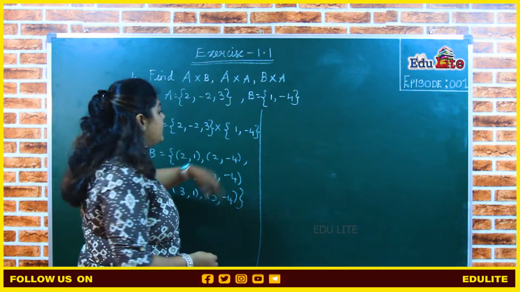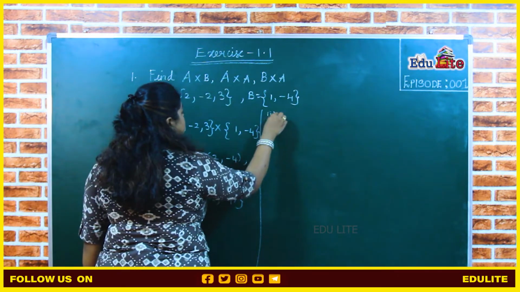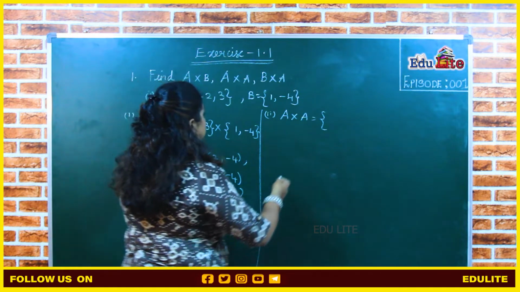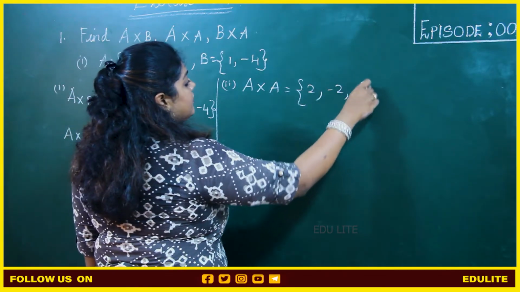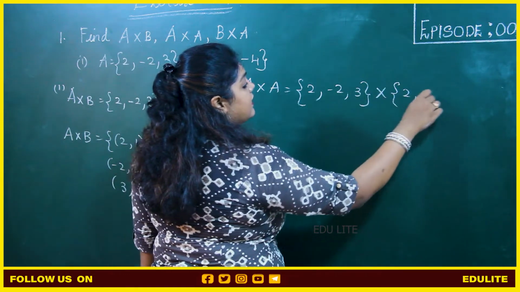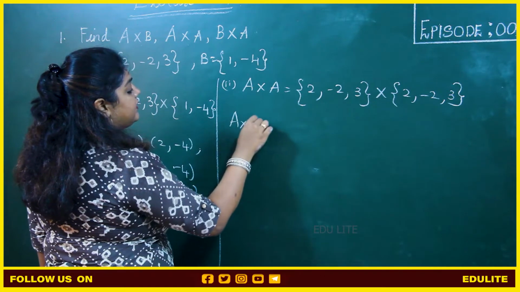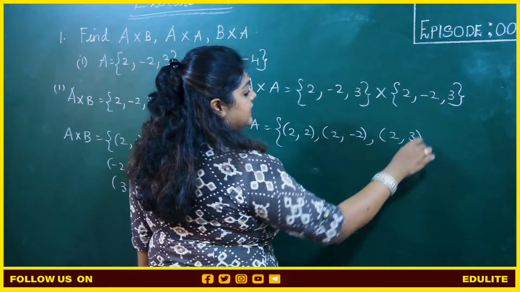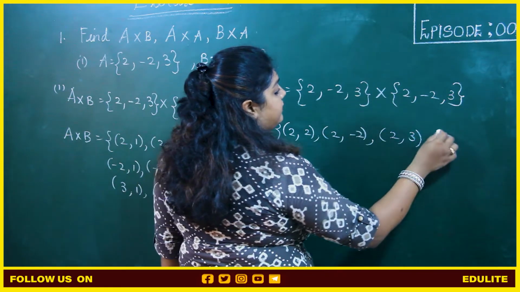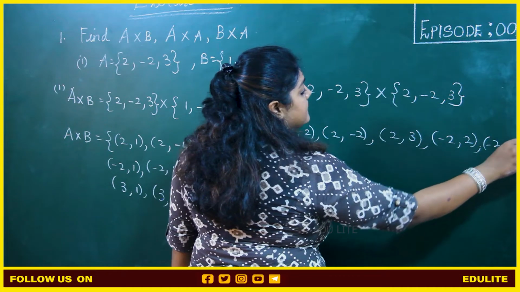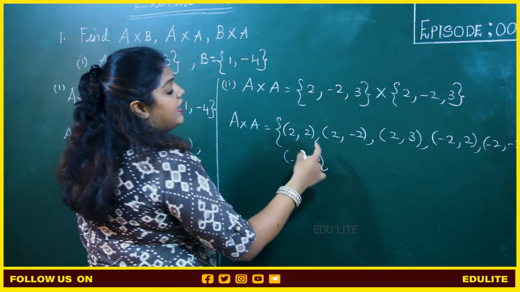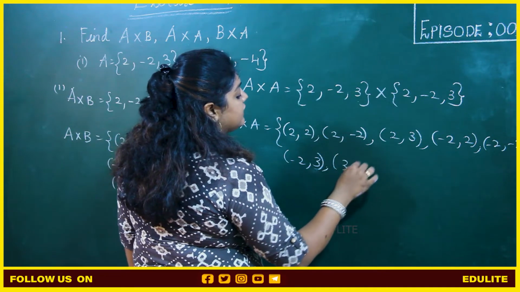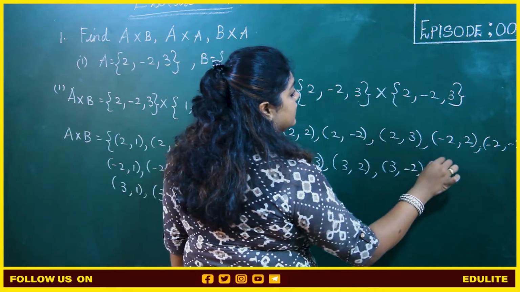Similarly we have to find A cross A. What is A cross A? We have to take the set A with the set A itself. So the set A {2, -2, 3} is crossed with the same set {2, -2, 3}. A cross A can be written as the set of all ordered pairs (2, 2), (2, -2), (2, 3). Next taking the second element and pairing it with all the elements in the set: (-2, 2), (-2, -2), (-2, 3). Finally, taking the last element from the set A and pairing it with all the elements in A itself: (3, 2), (3, -2), (3, 3).